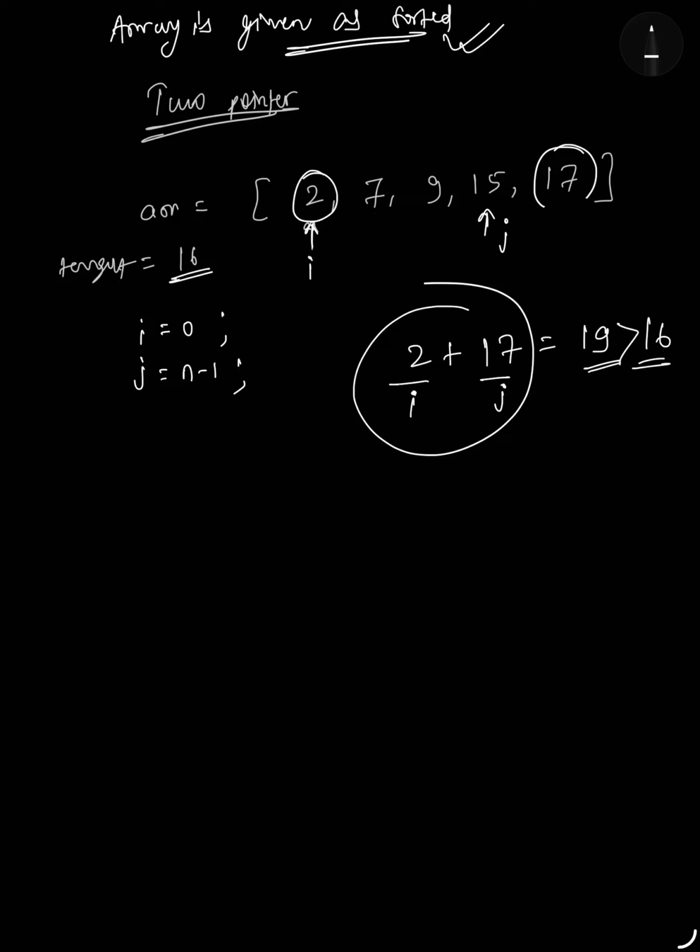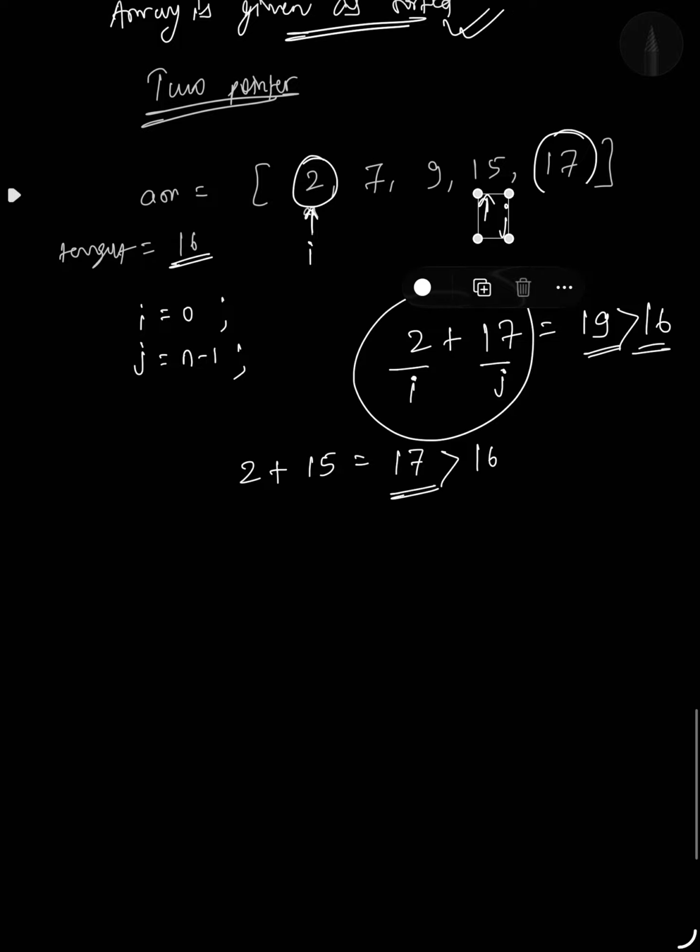Now again we will perform a check: array of i, 2, plus array of j, 15, gives me a summation of 17, which is again greater than 16. So we have to move our j position one step back again, and then we will check.